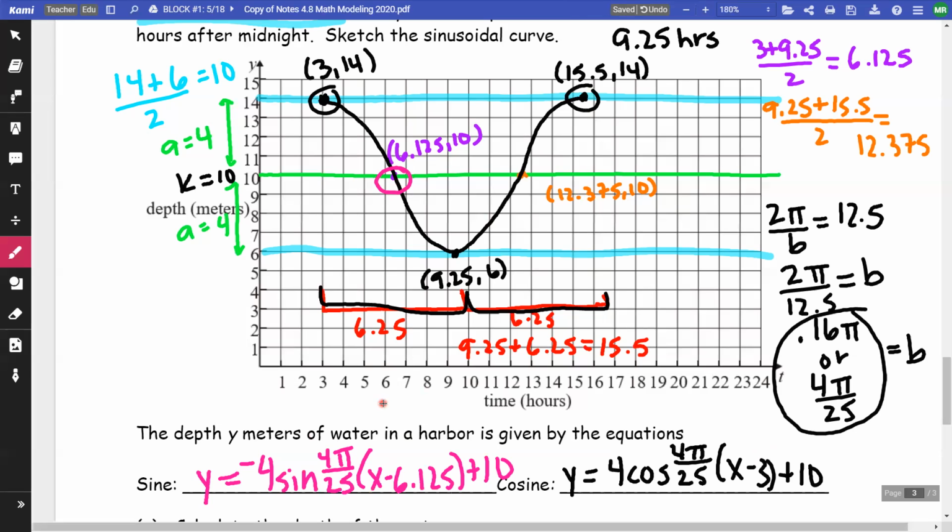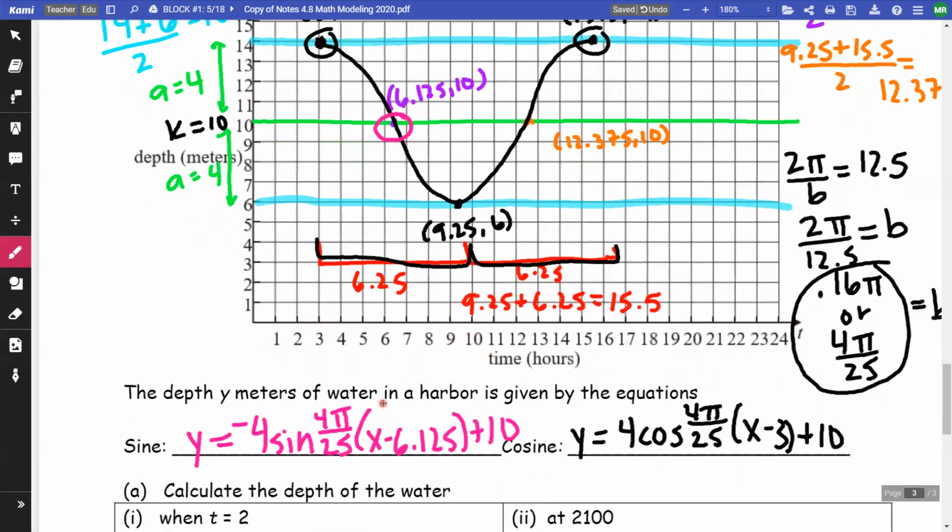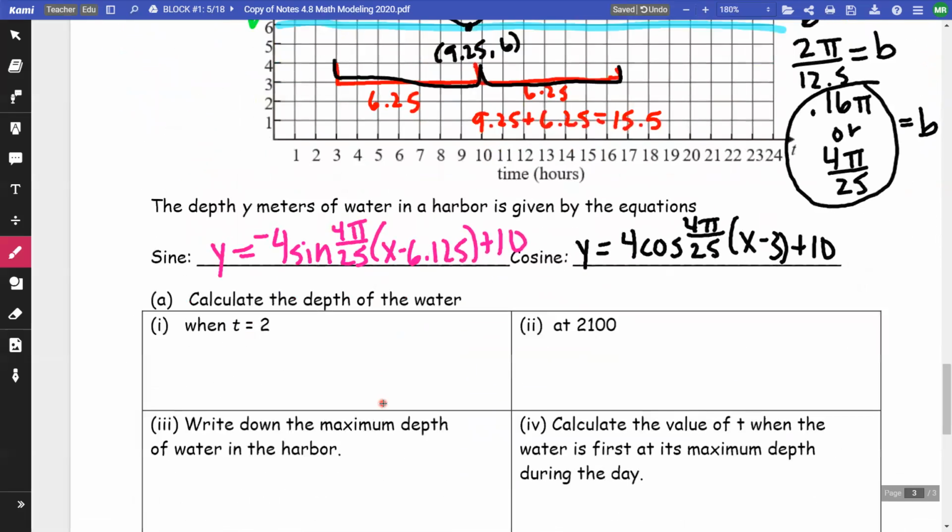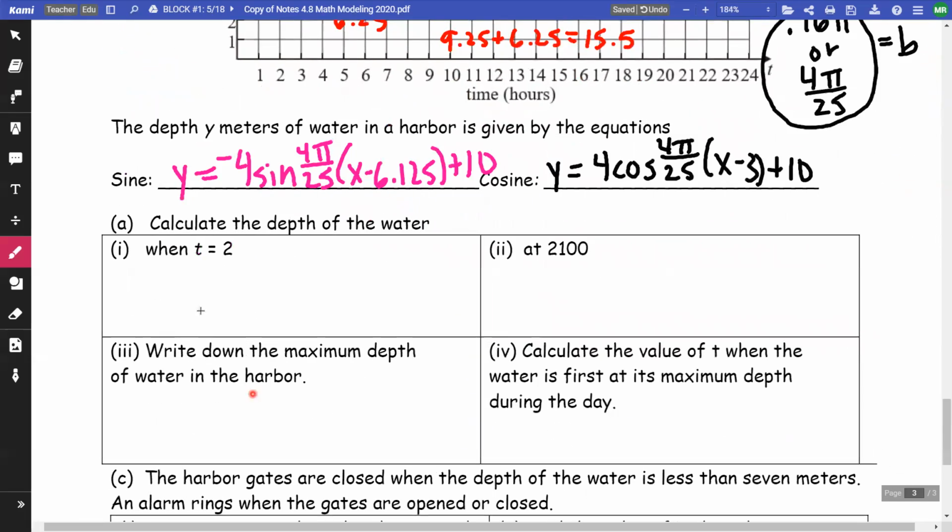Either one of these is acceptable. They wanted us to do both of them. Then they wanted us to answer some questions. And I put an x here. I probably should have put a t. t and x, they're the same thing in this problem. Calculate the depth of the water.